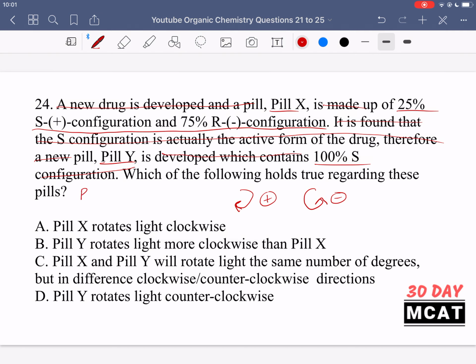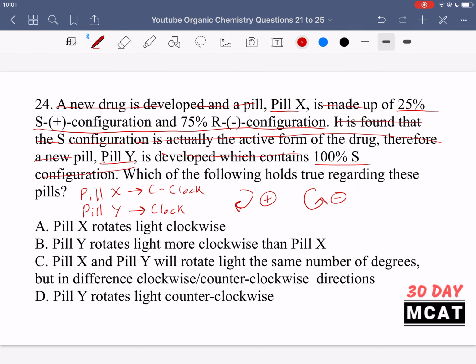So we're going to say that pill X is rotating light in the minus direction because of that R, and so it's going to be counterclockwise. And then pill Y, because it's 100% S, and we know that S has that plus configuration, it's going to be clockwise. Okay, so that's all we need in terms of the information from the question. Now let's get to the answers.